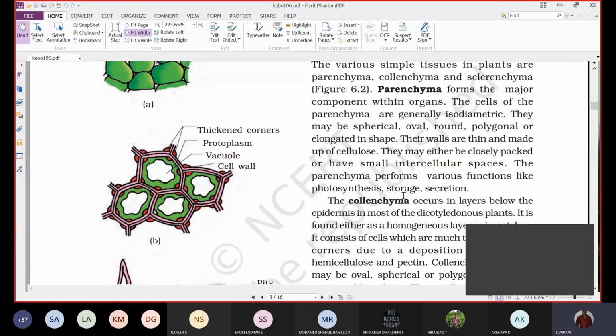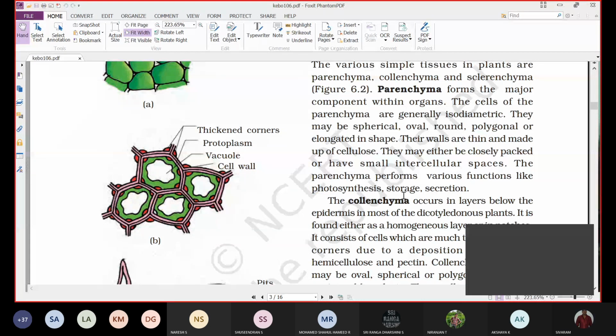And next, in the storage regions, the parenchyma will store food material. For example, we are eating potato. When you are eating potato, you are nothing but eating parenchymal cells only. The potato is completely made up of parenchymal cells storing food material, no other cells.